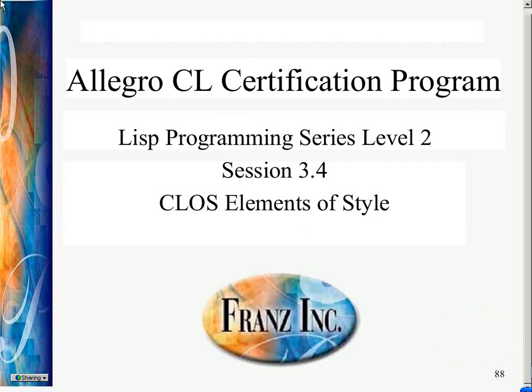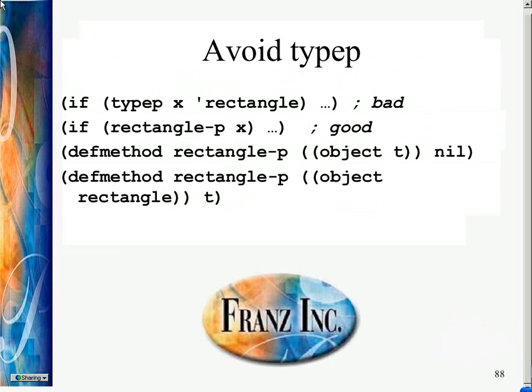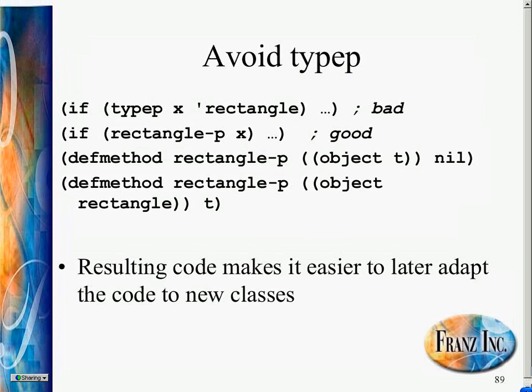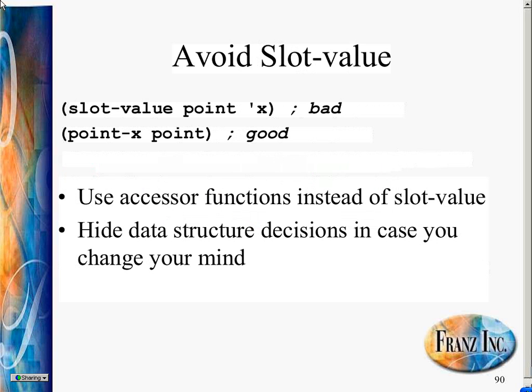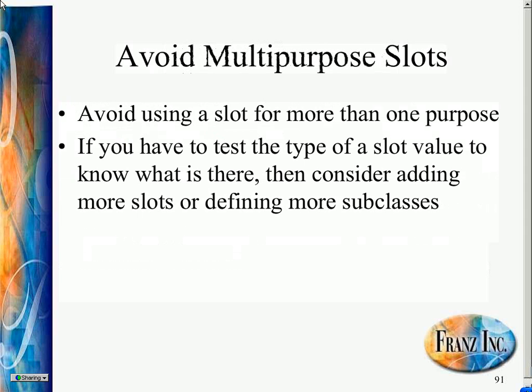Okay, now just a few more slides on CLOS elements of style, then we'll get to the slides for today. Don't use typep. So, is x a rectangle? Define a function called rectangle-p. And here's how you would do it. Defmethod rectangle-p for any object returns nil, except if the object is a rectangle, returns t. Again, don't reveal to your users the internal structure of your classes, because that makes it difficult for you to change. Don't use slot-value, same reason. Use accessor functions.